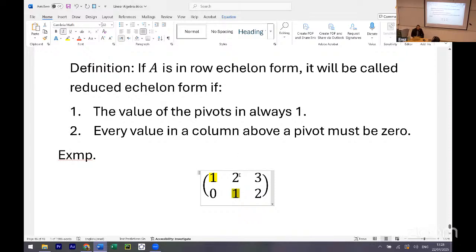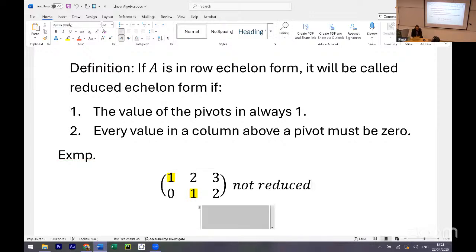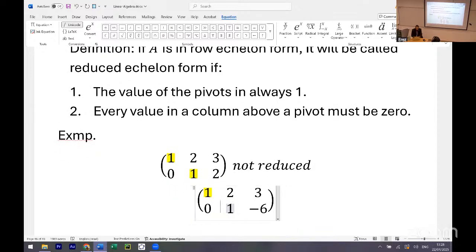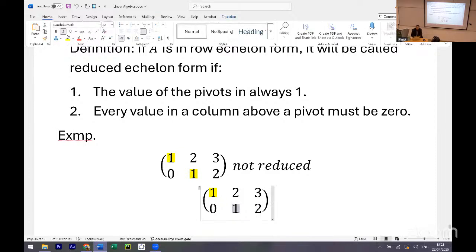No, this value here is 2. So this is not reduced, and we'll reduce it by taking 2 times the second row out of the first row, and this will be 0, and this will be -1. And now, is this a reduced form? Yeah. So this is reduced.